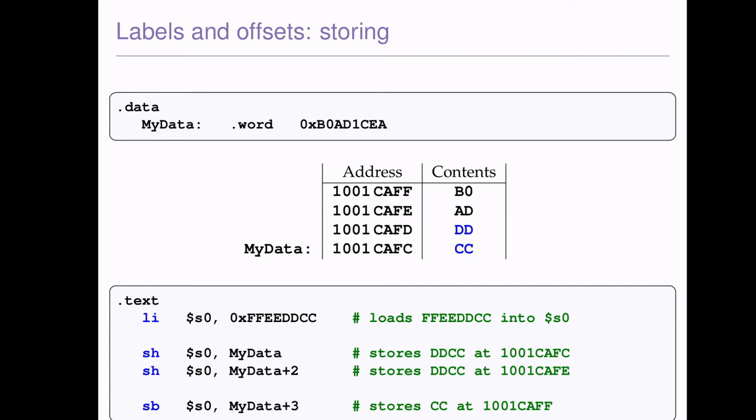And if we were to do the same again, but with an offset of plus 2, that just takes us 2 addresses above. It doesn't change what we're loading from S0, because S0 has remained the same. It's just the data location that we're loading into that's changed. So we would load DDCC into 101cafA, like so. Now finally, if we wanted to store the byte from S0 into my data plus 3, we would go into S0 and we'd see that the least significant byte is CC, and we would store CC at 101cafB, because that is my data incremented by 3, and that would give us CC in that location as so.